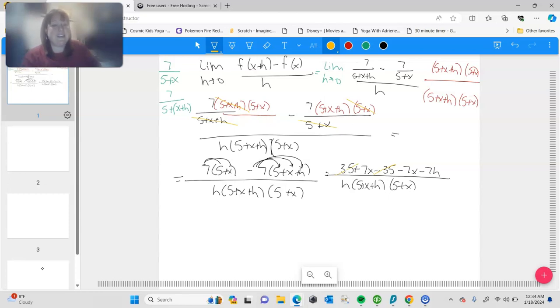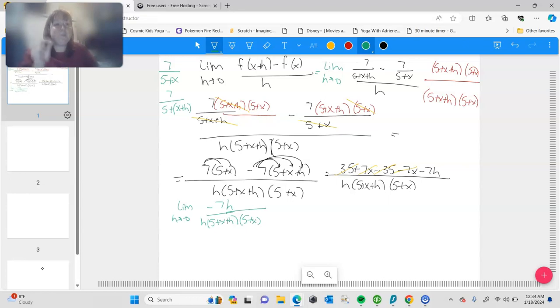And I have 7x and negative 7x. So if I go up 7 and down 7, then I end up at 0. So this is pretty cool. I end up here with the limit as h approaches 0. And I should have been writing that all along. Of negative 7h over that whole mess.